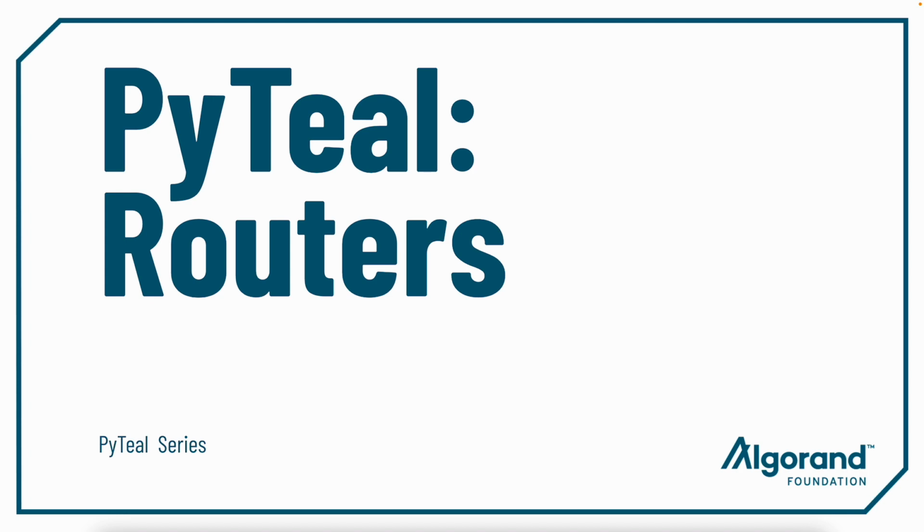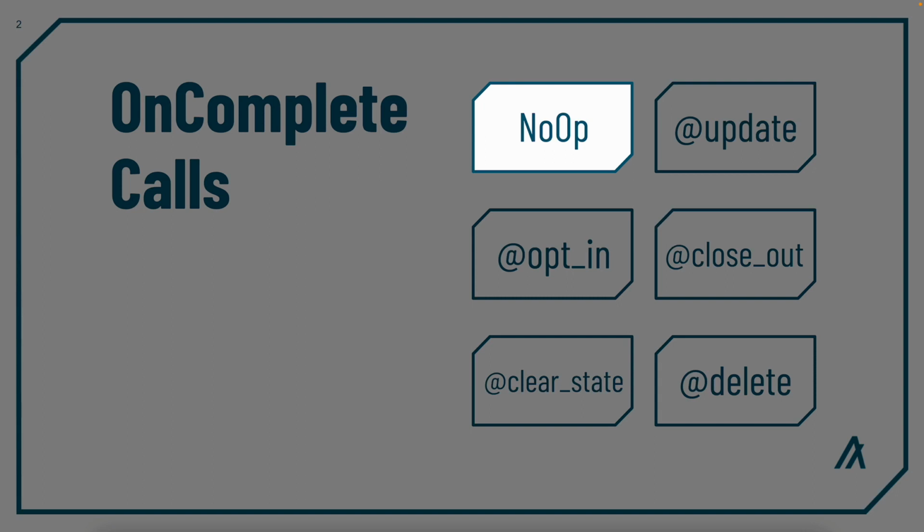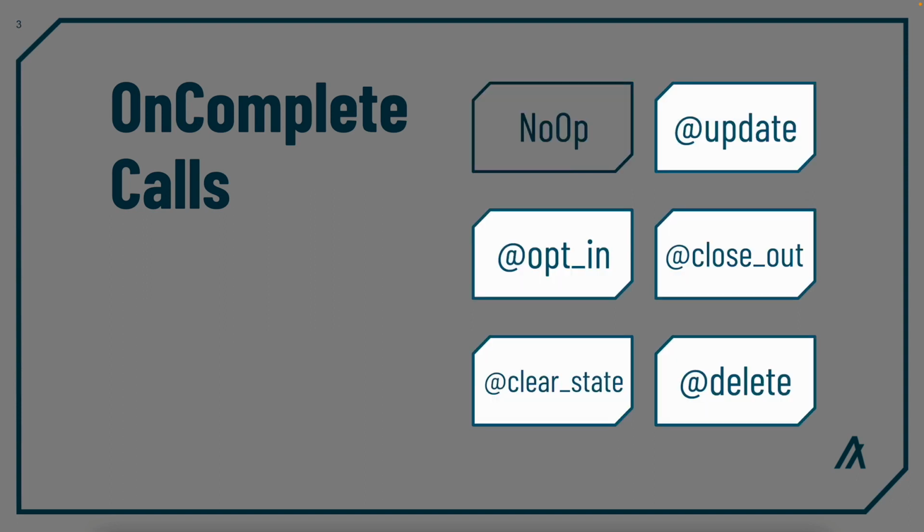Hello everyone, my name is Chris, and in this video, we're talking about PyTeal routers. On Algorand, there are different types of application calls with unique side effects tied to them. First, we have the normal application call called no-op application call. It just calls methods defined in a smart contract. Then we have these other on-complete application calls with unique side effects.